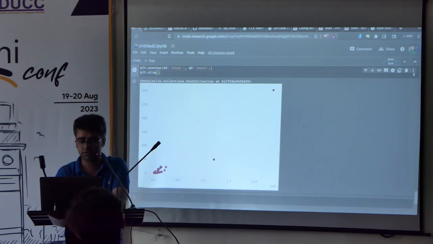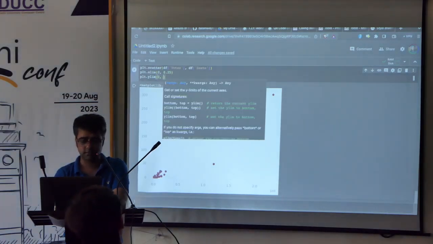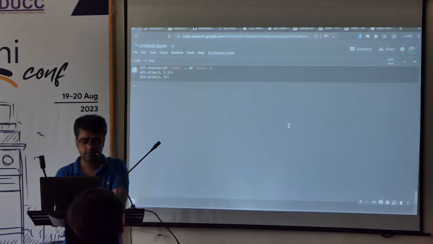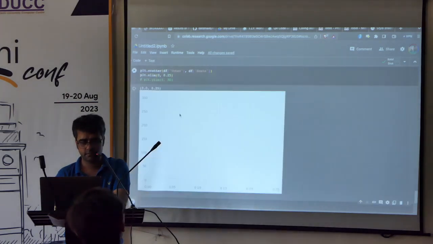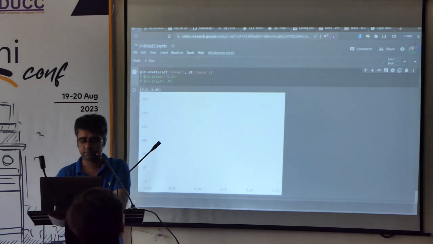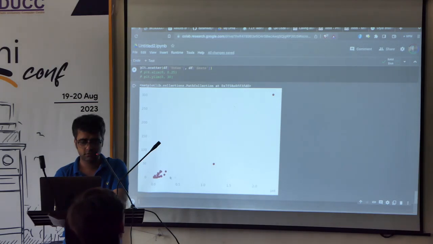So x-axis, I want something like 0 to 0.2 maybe, or let's say to 5. And y-axis, I want y to be 0 to 30. Let's see what that is. Okay, that's interesting. Did I make a mistake somewhere? Oh, it was 0 to 0.5. Let's take a slightly larger box.